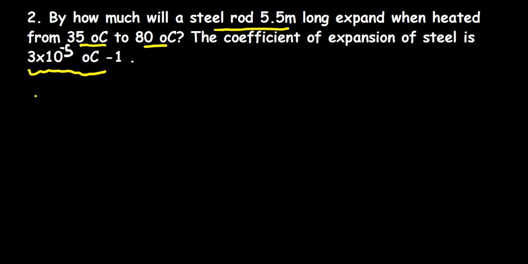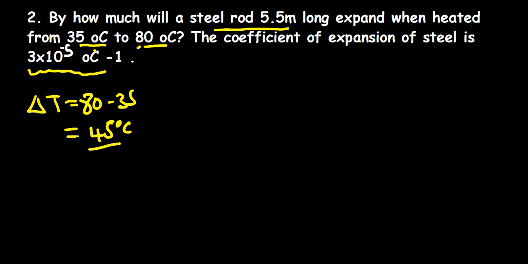The first thing is to find the change in temperature. The final temperature will be this 80 here, the initial will be this 35. So our change in temperature will just be 80 minus 35, which will give us 45 degrees Celsius.